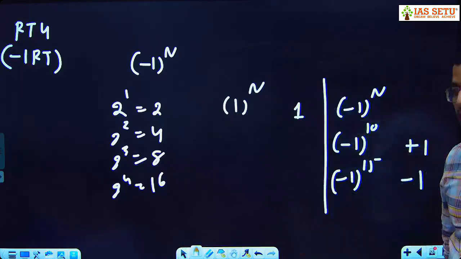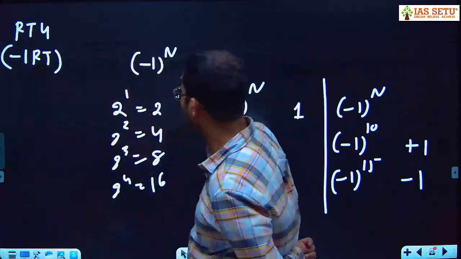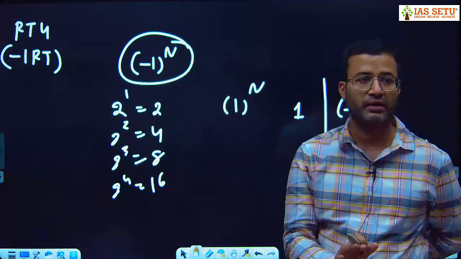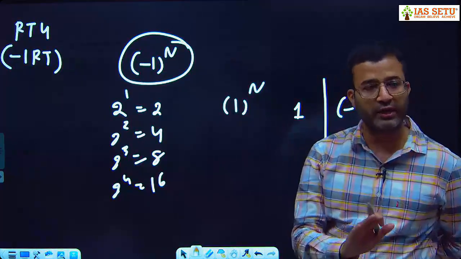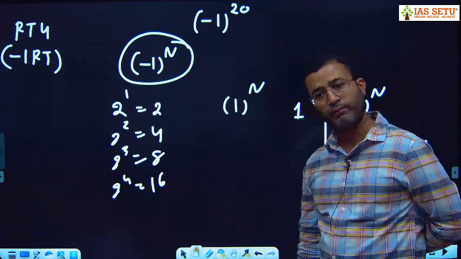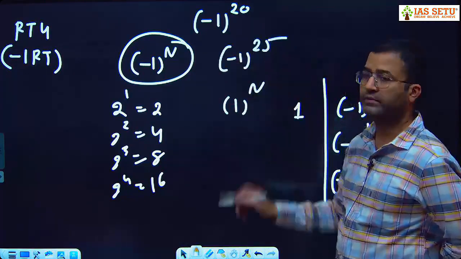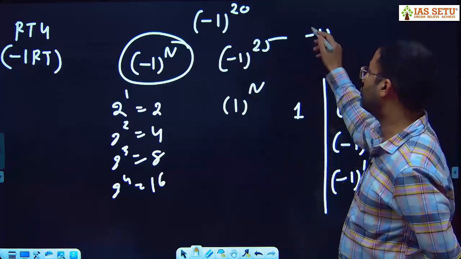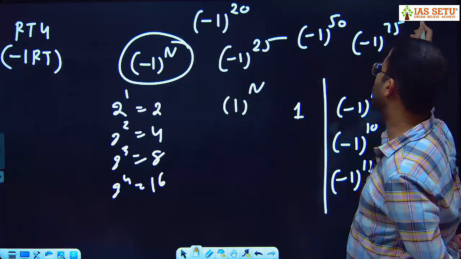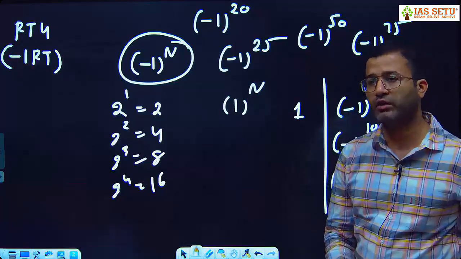So our next, remainder theorem 4, is the -1 remainder theorem. We will use this concept of -1 to the power n, and we know n. If we know n, can we say what the answer is? Tell me, what is -1 to the power 20? +1. What is -1 to the power 25? What is -1 to the power 50? +1. What is -1 to the power 75? So here, if we know n, then we know the value.